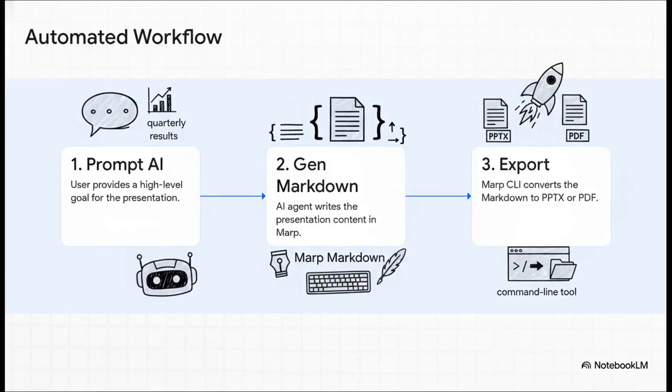So this sets up a fully automated pipeline. You can just give an AI a simple prompt, something like, hey, create a deck on our Q3 sales numbers. The AI writes all the content as Markdown, and then a simple command line tool takes that text and boom, spits out a finished PowerPoint or PDF, all ready to go.